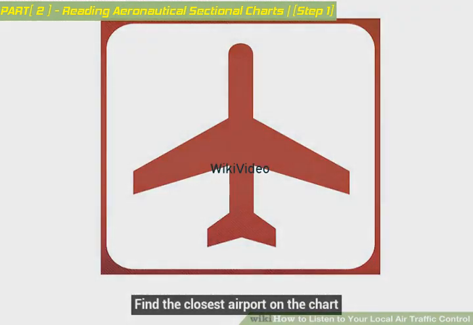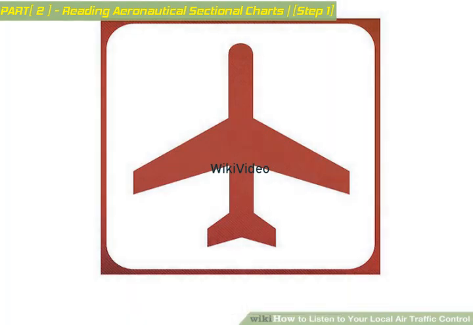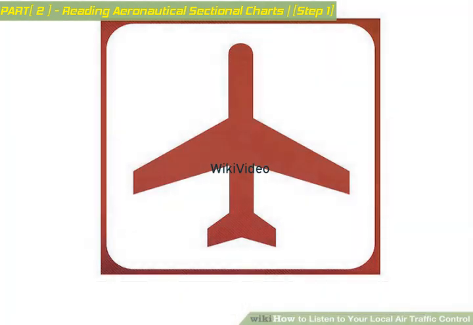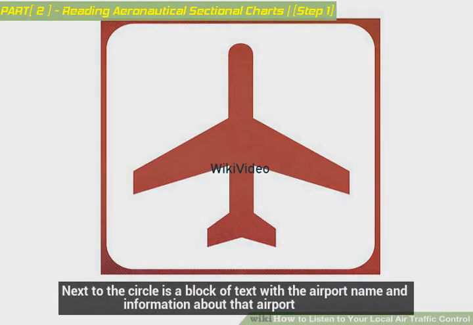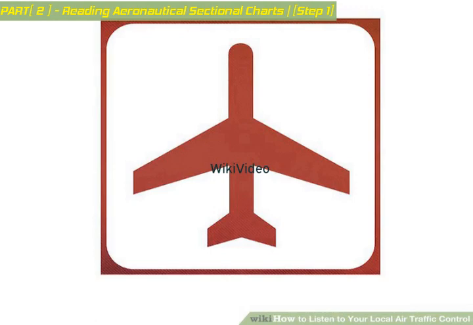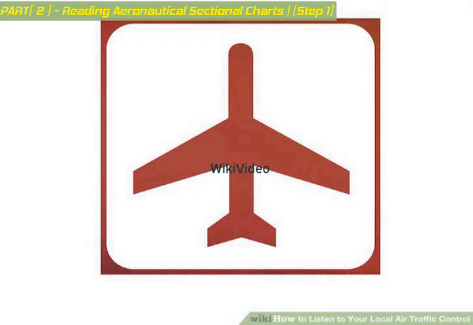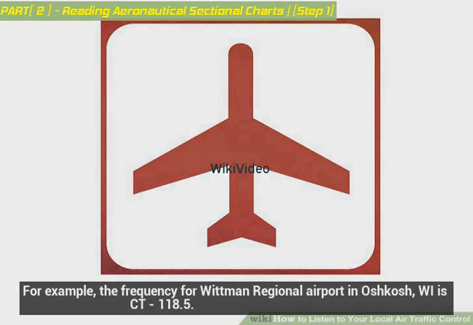Find the closest airport on the chart. Airports are denoted by blue or magenta circles, with lines inside representing runways. Next to the circle is a block of text with the airport name and information about that airport. The control tower frequency is denoted by CT 000.0, where the following numbers indicate the frequency used by ATC. For example, the frequency for Whitman Regional Airport in Oshkosh, Wisconsin is CT 118.5.